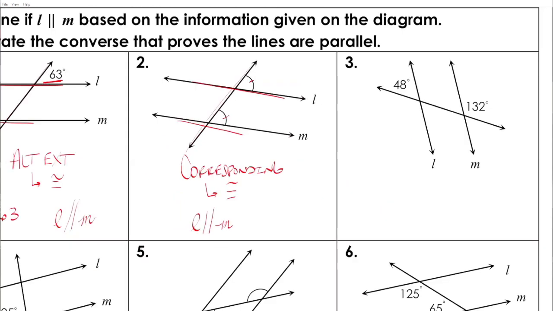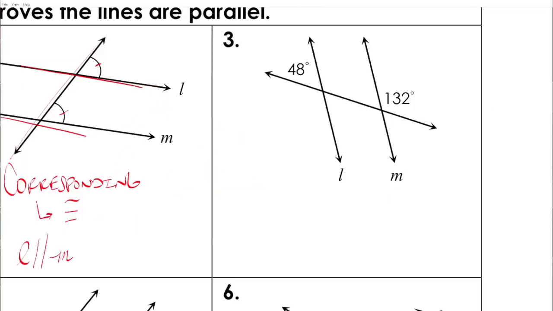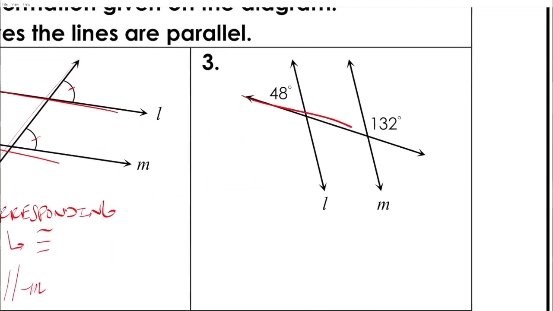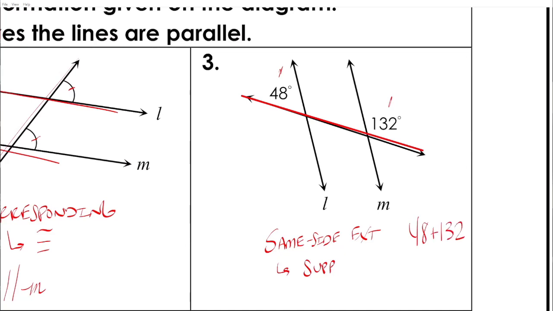Number 3. Again, now we've got our transversal down the middle. Our angles are on the outside, so these are same side exterior. In order for same side exterior angles to make lines that are supplementary, we need to check, does 48 plus 132 is that 180 degrees? So we add 48 to 132.